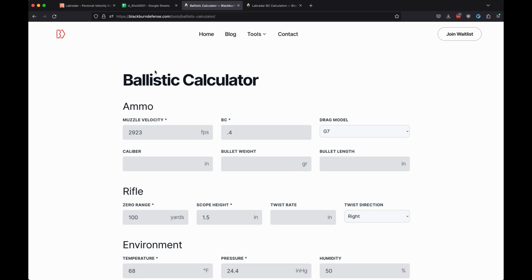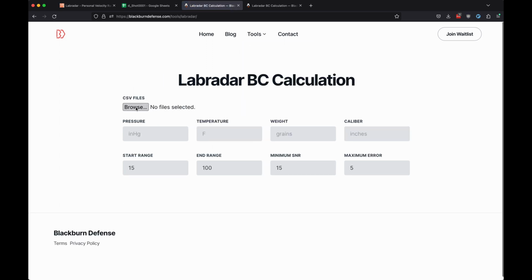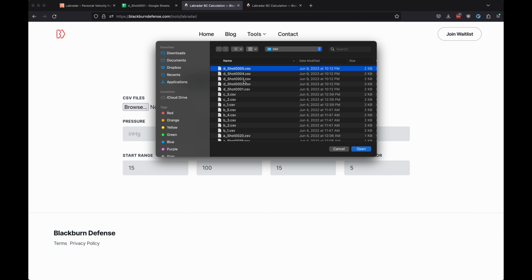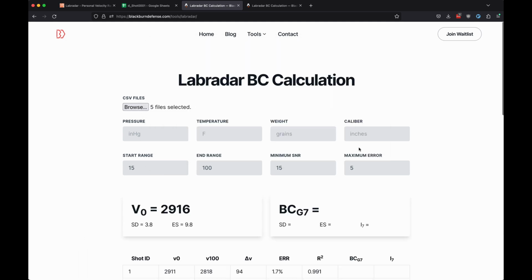However, you don't have to do this. If you go to Tools, Labradar BC Calculator, you can just go ahead and select all of your track files, open those up, put in your pressure, 24.4 on this day. The temperature was 68 degrees. This was a 245 grain, 308 bullet. The weight and caliber are only used for the form factor calculation. Pressure and temperature are used in order to calculate the BC.